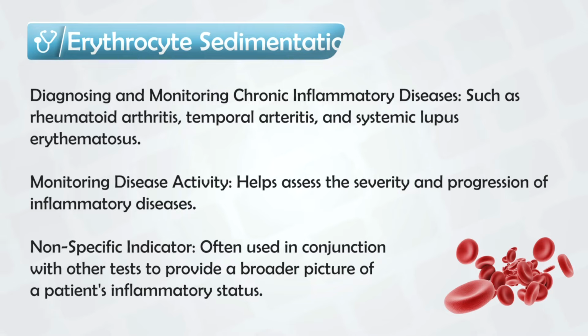So if you have a lot of products in the blood itself, for example, if the blood has a lot of proteins and cells and antibodies, it will go down the tube slower. And this indicates active inflammatory condition. Again, it's not very sensitive, but you need to know it. And just like CRP, we use it to monitor inflammatory conditions like rheumatoid arthritis, temporal arthritis, and lupus.